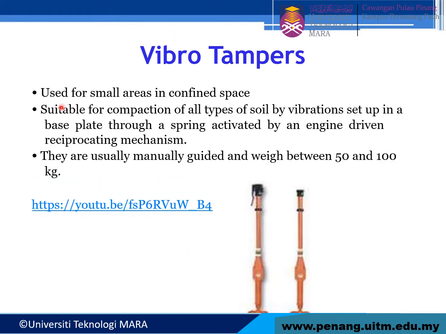Alright, vibro tampers. These are used for small areas in confined spaces. Suitable for compaction of all types of soil by vibration, set up in a base plate through a spring activated by an engine-driven reciprocating mechanism. They are usually manually guided and weigh between 50 and 100 kg. So you can refer to this link to look at the vibro tamper mechanism.